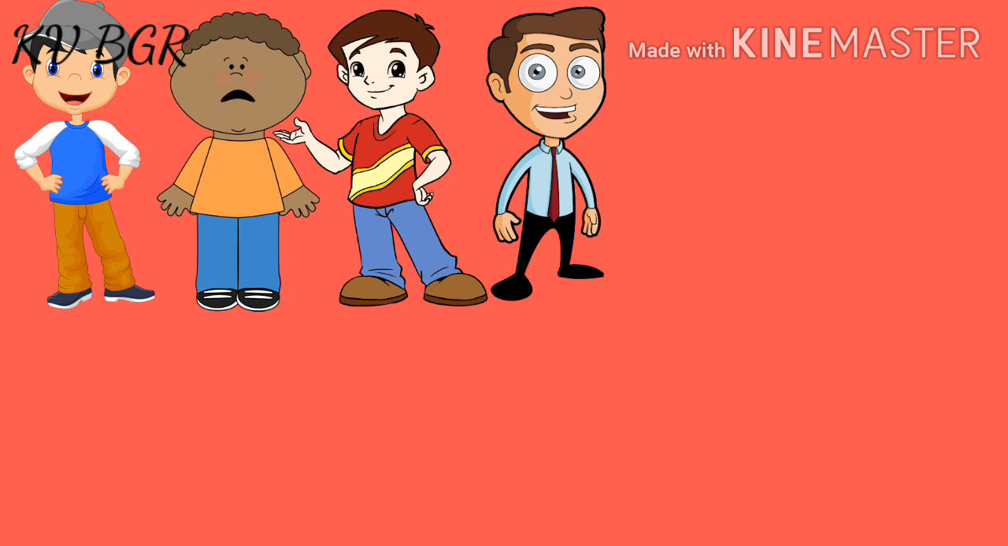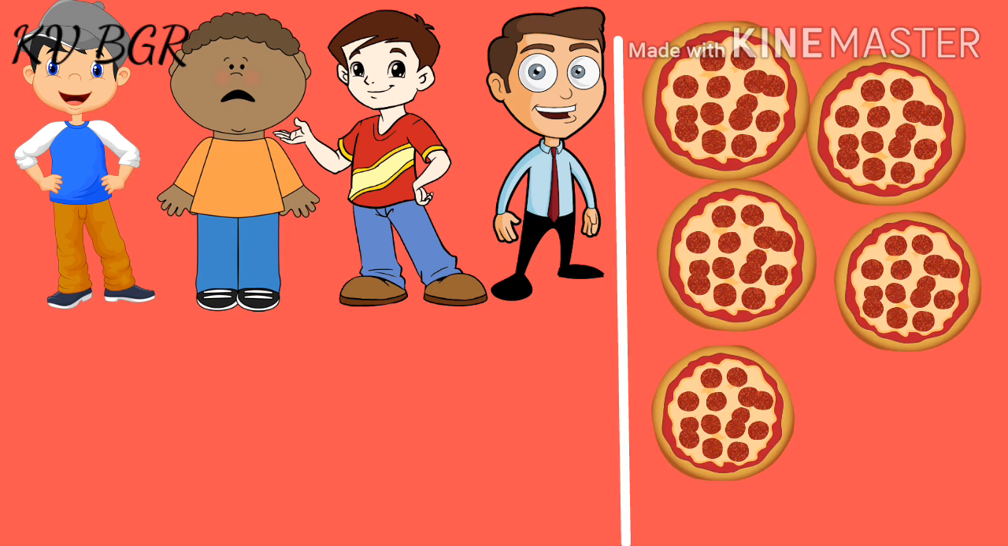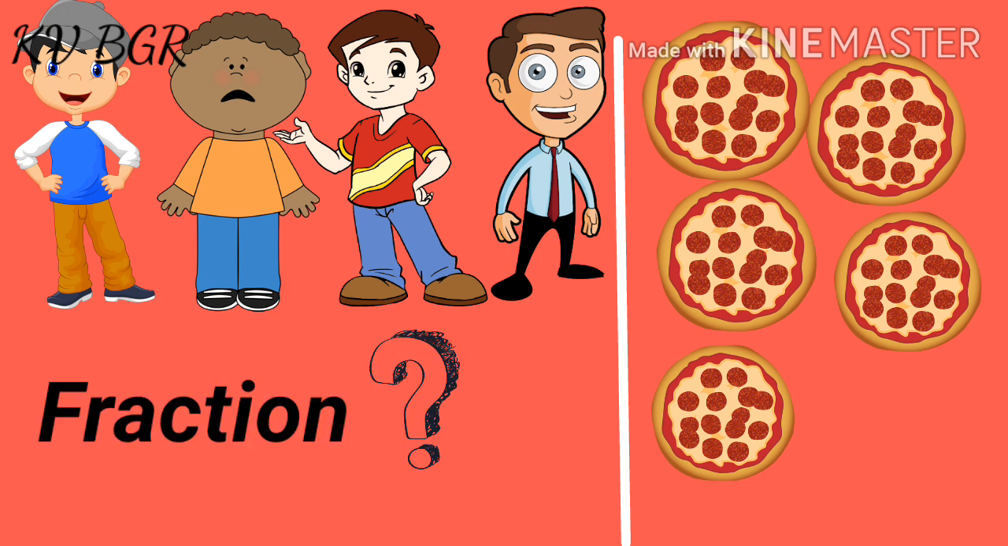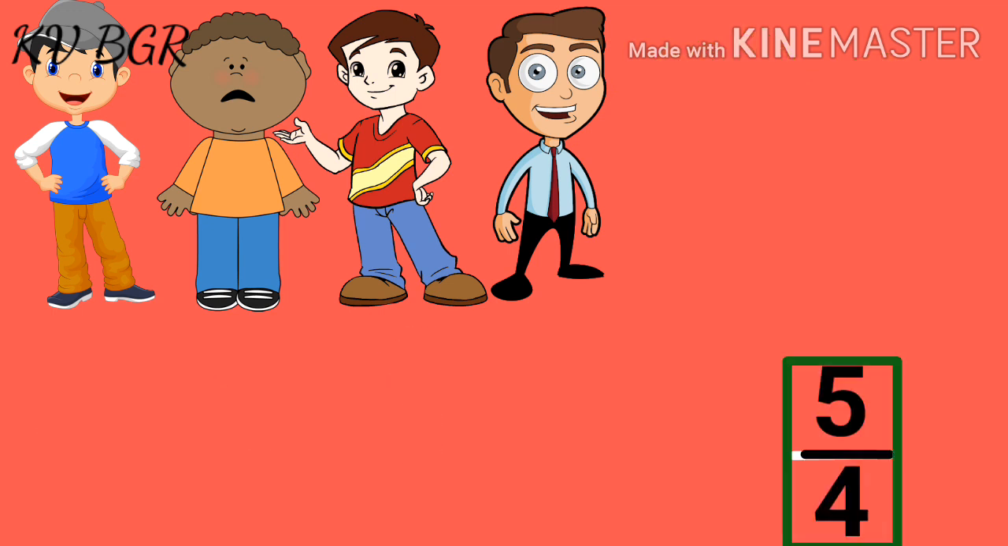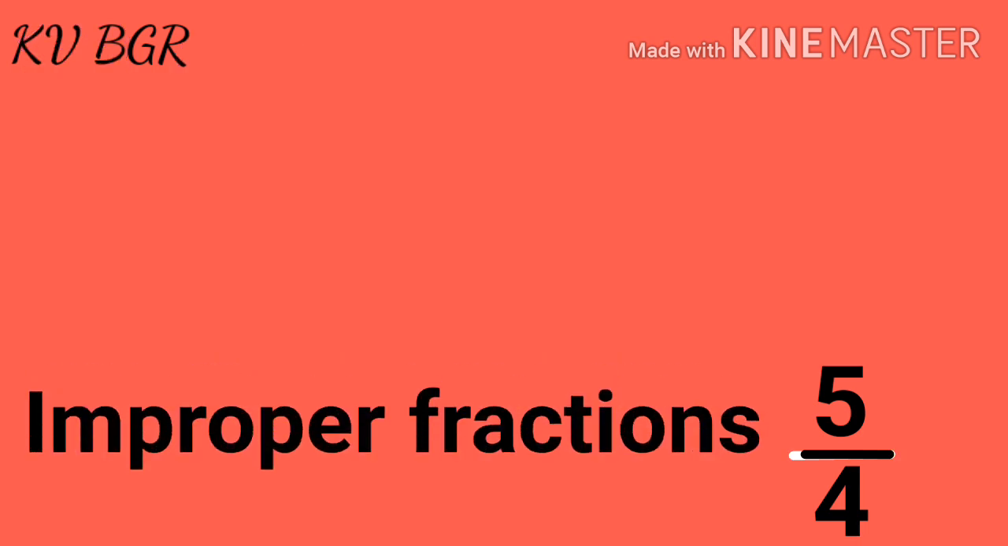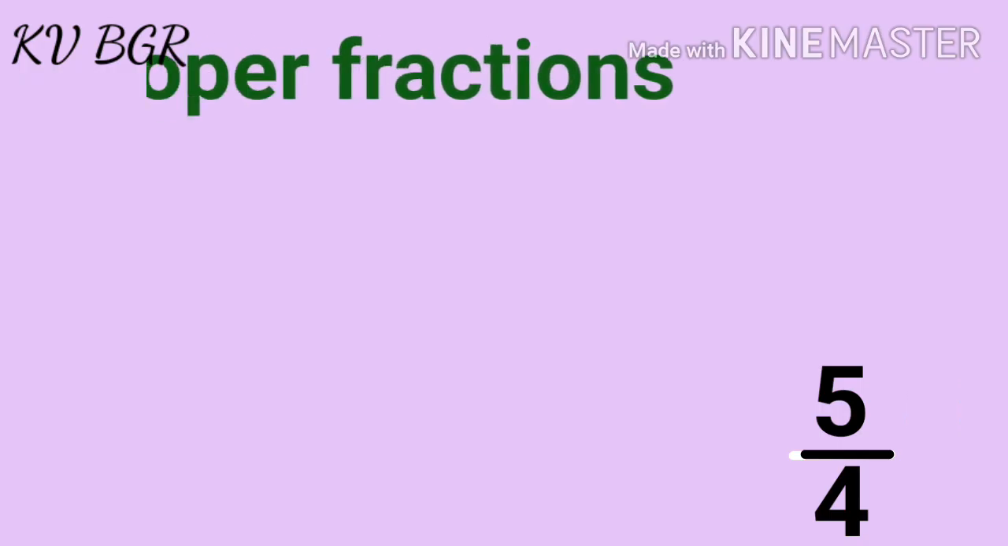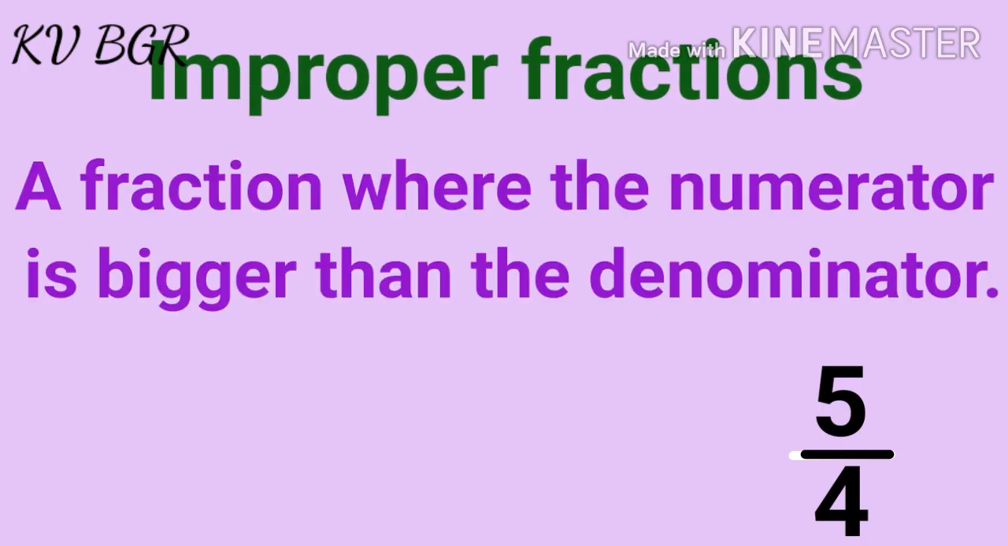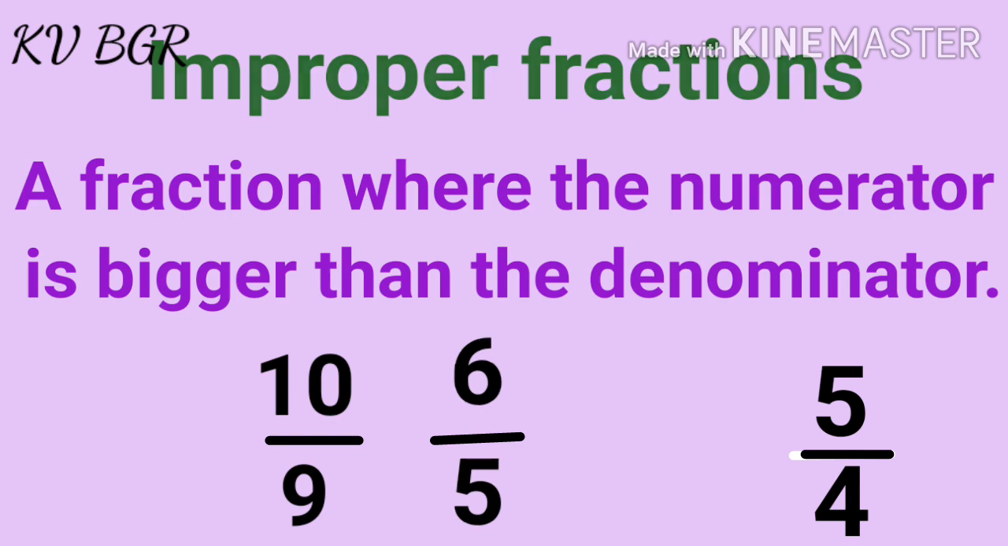Now, what if these 4 friends have 5 pizzas instead of 1? What will be the fraction then? The fraction formed here is 5 by 4, and this is an improper fraction. So, what are improper fractions? Improper fractions are the fractions where the numerator is bigger than the denominator. For example, 10 by 9, 6 by 5.